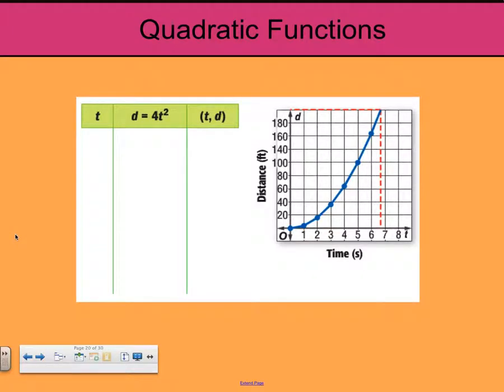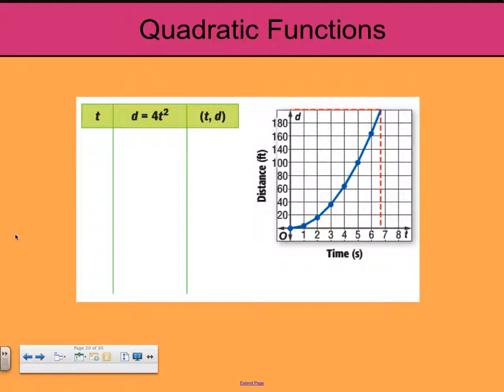In examples 3 and 4, which we're going to look at now, we are going to do very similar things to example 1 and 2. We are going to create tables, and we are going to graph quadratic functions. The difference is we are going to use the graphs that we create to answer questions.